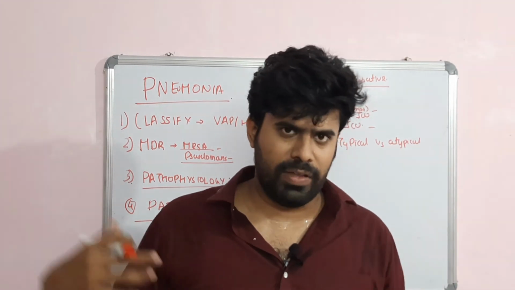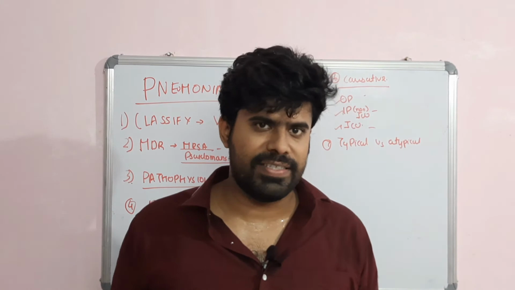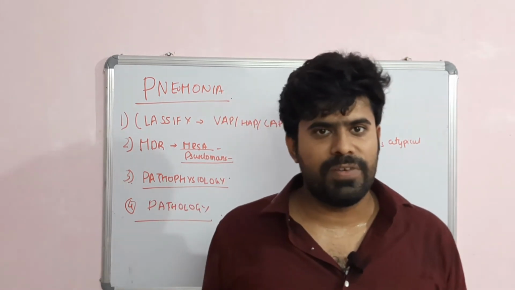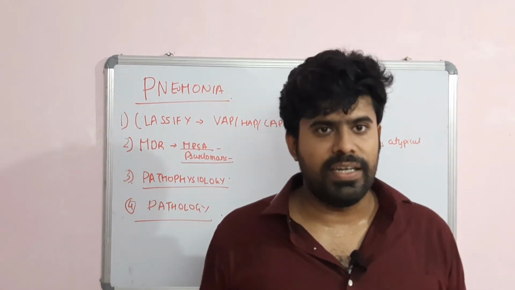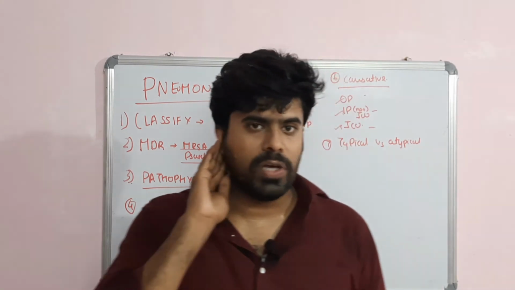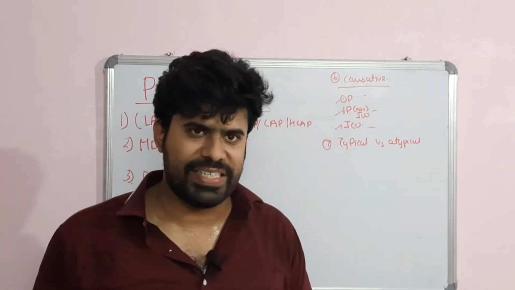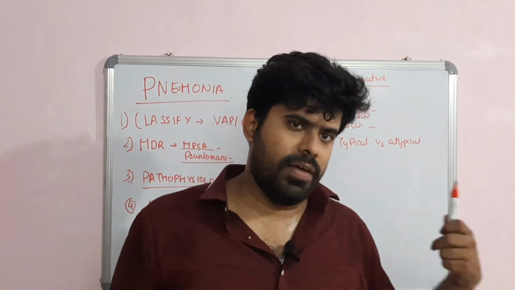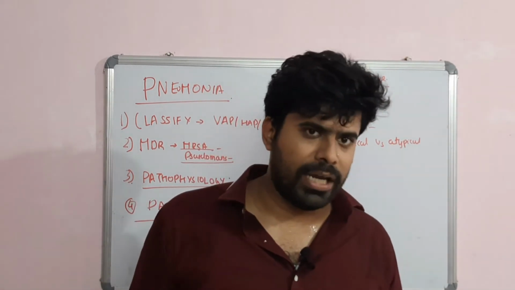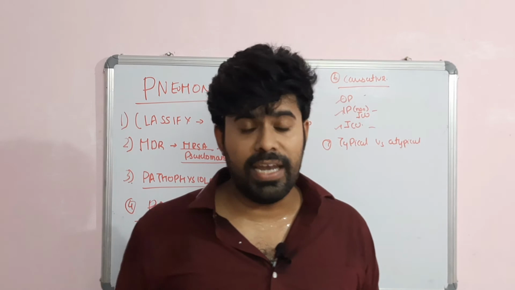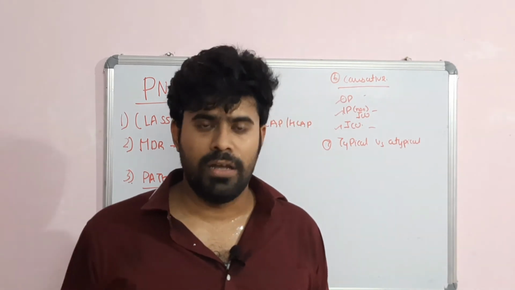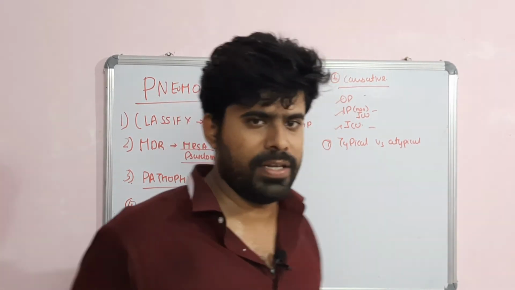Typical is more productive, atypical is more dry. In atypical there is more breathlessness, and extrapulmonary manifestations are more common, with an interstitial pattern. They don't have a lobar pneumonia-like presentation, they have a bronchopneumonia-like presentation. Typical pneumonia responds well to beta-lactam antibiotics like penicillins, whereas atypical responds better to azithromycin and fluoroquinolones. So there is a basic difference.